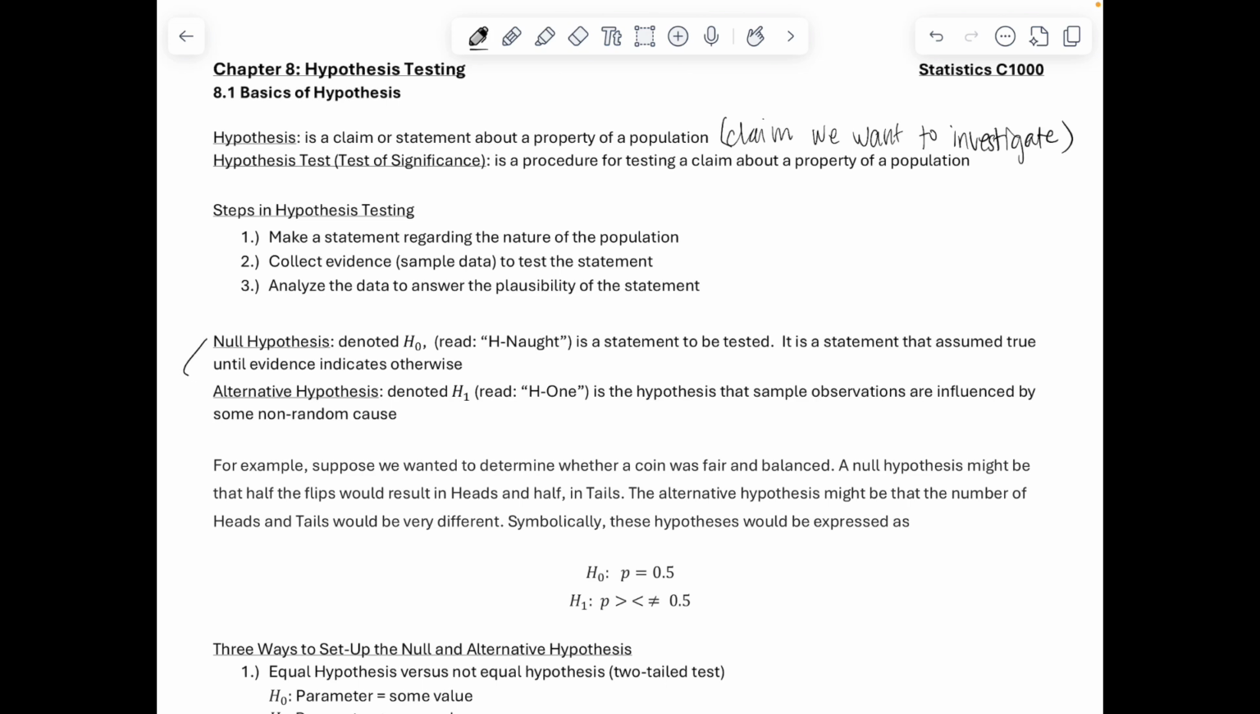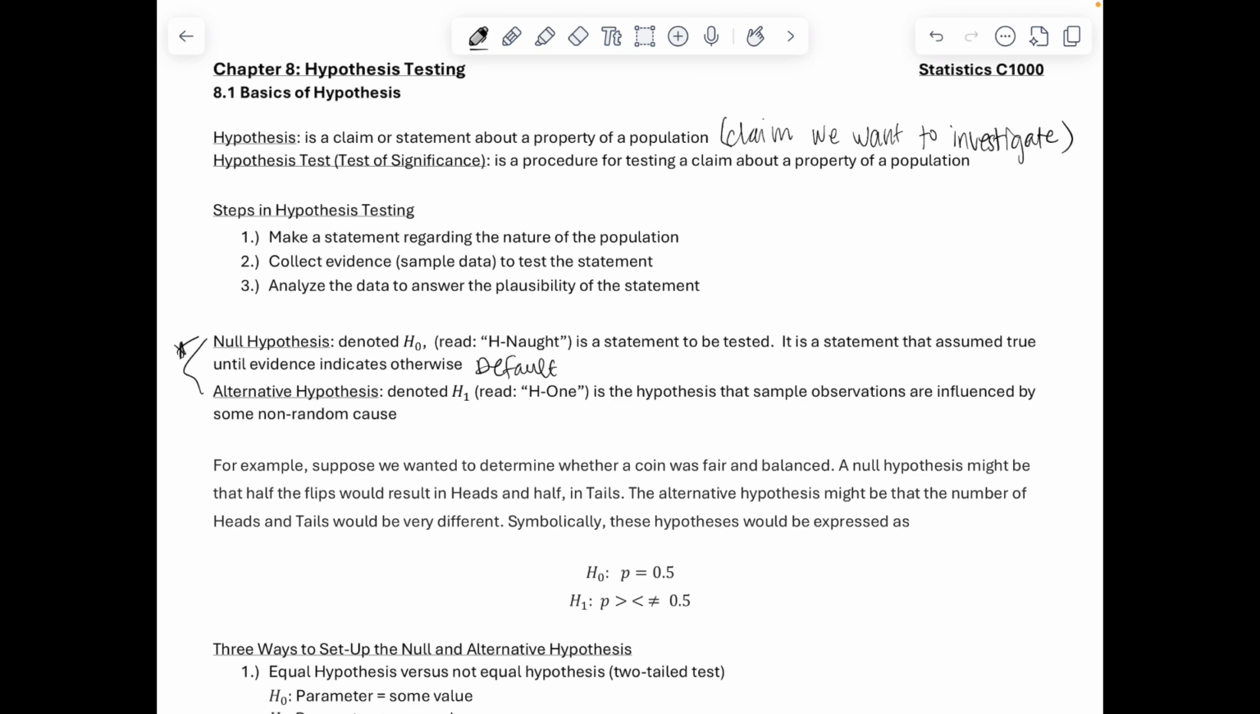So we have two different key things here. One of them is going to be the null hypothesis, and the other one is the alternative hypothesis. So our null hypothesis is denoted H0, is a statement to be tested. So this is a statement that is assumed true until evidence indicates otherwise. So this is our default. And so this is the currently accepted value for a parameter. So this is what we're accepting at this time.